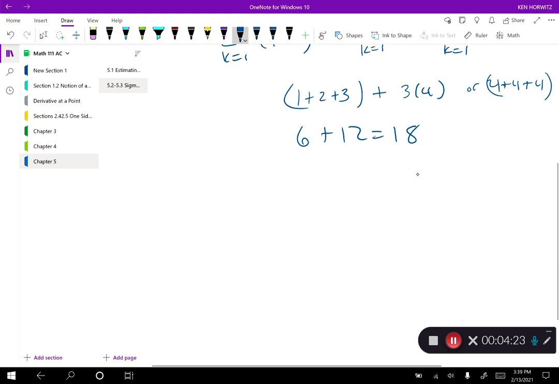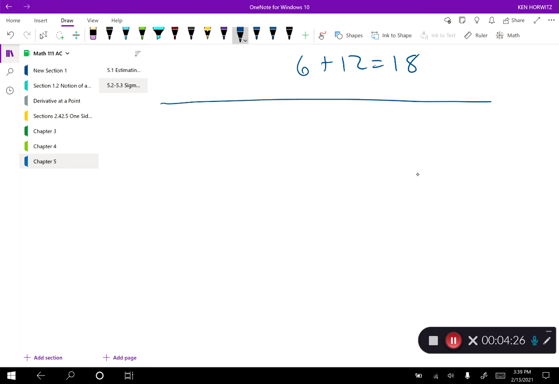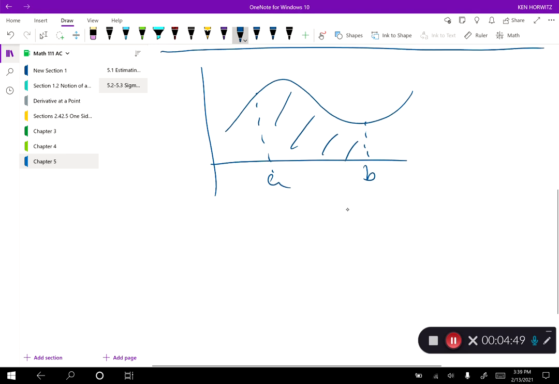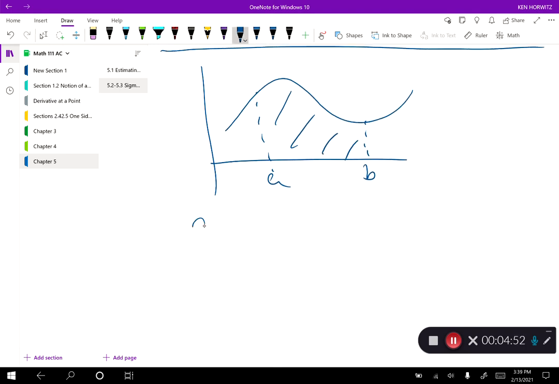All right, so remember we're talking about the definite integral. And the definite integral, remember we have a curve, and we're trying to find the area from A to B between the curve and the x-axis. If it's above the x-axis, the area is going to be positive, and if it's below the x-axis, the area is going to be negative, to indicate that the area is below the x-axis. Now, when we set up symbolically our definite integral, it's going to look something like this.